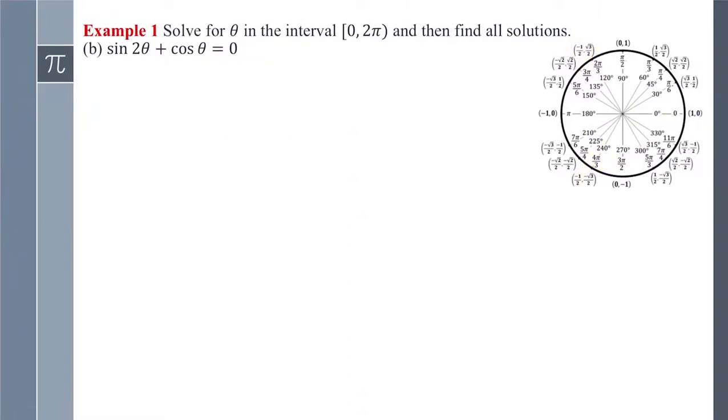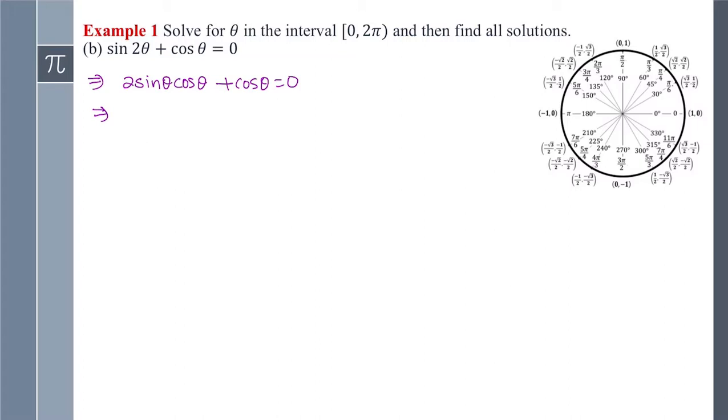Let's look at another question here. In this question, we have sine 2 theta, so we have this double angle here, plus cosine theta equals 0. Let's go ahead and use the double angle identity here. Sine 2 theta can be written as 2 sine theta cosine theta, plus cosine theta equals 0. Here we do have sine and cosine, two different functions, but we can factor that out.